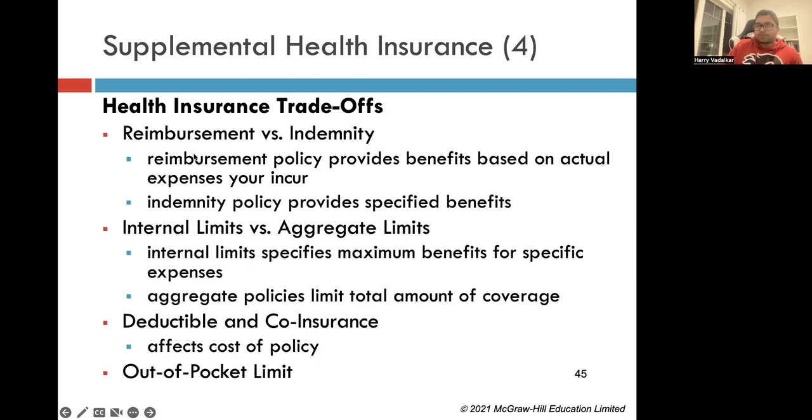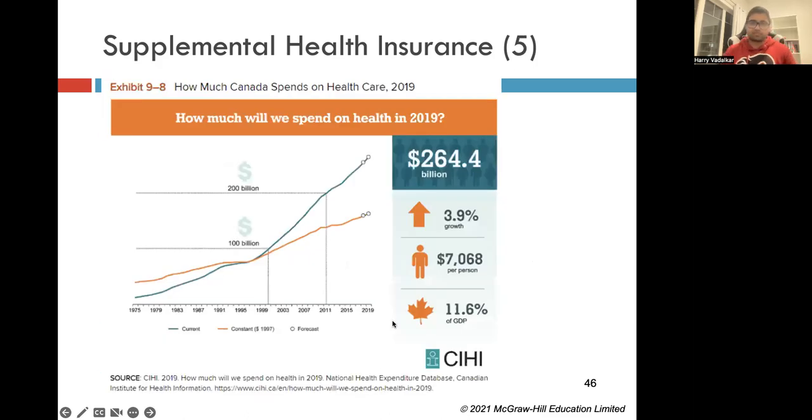Now, certain health insurance policies reimburse you. That is, you spend first and they pay you back. There are certain policies that do direct billing. So consider which policy you have. There are also internal limits and aggregate limits. Internal limits specify a maximum benefit for specific expenses, and an aggregate policy limit covers the total amount that you're spending. There are deductible and co-insurance. It affects the cost of the policy, and there are also out-of-pocket limits.